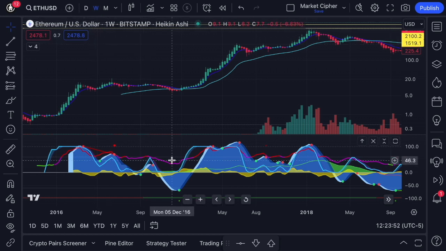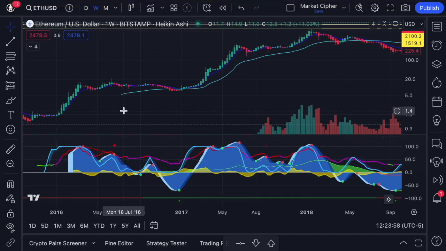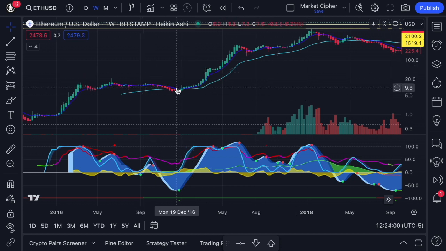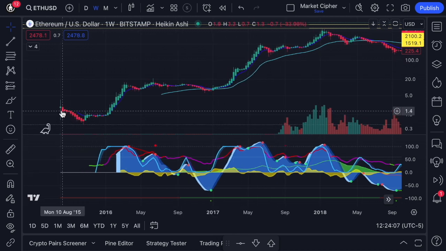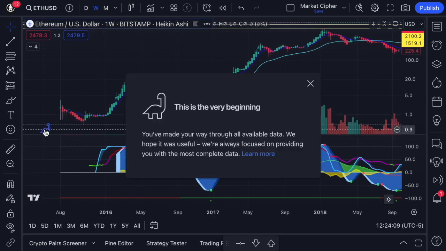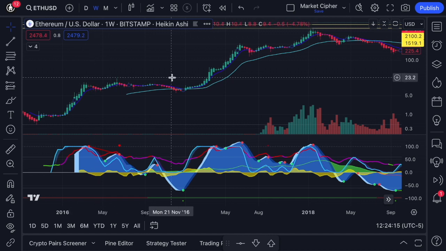I'm taking you way back to 2016, folks. I'm looking at Ethereum's chart right here, back when Ethereum was $9. So what did we see here? This was when it first came to fruition, right? Ethereum became a thing in about 2015. So what happened? We had this big push up, went sideways.